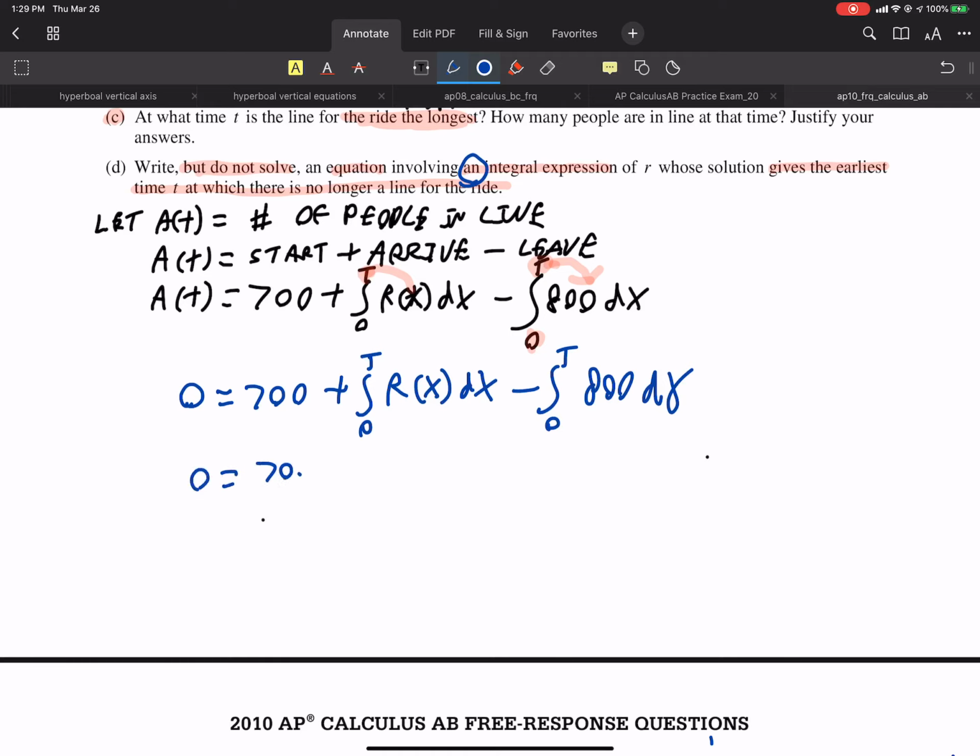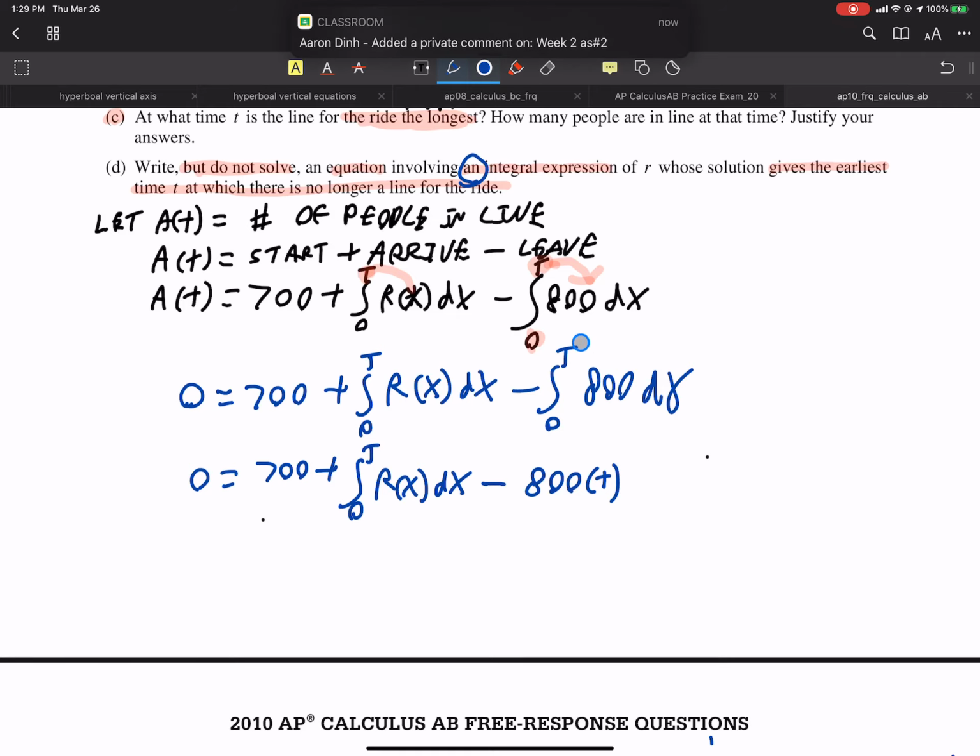Now, I can't do anything about this r of x, but I can with this. If I find the antiderivative, plug in t and plug in 0, I'm going to get 800t. And again, the logic, this is a function with a constant height of 800, and we go from 0 to t, that's the width. Basically, we have a rectangle with a height of 800 and a width of t, so that is our answer right there. So we're done. That is part D.